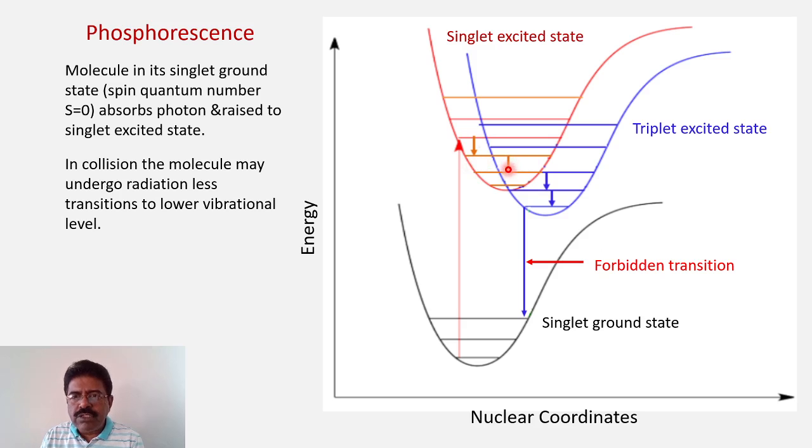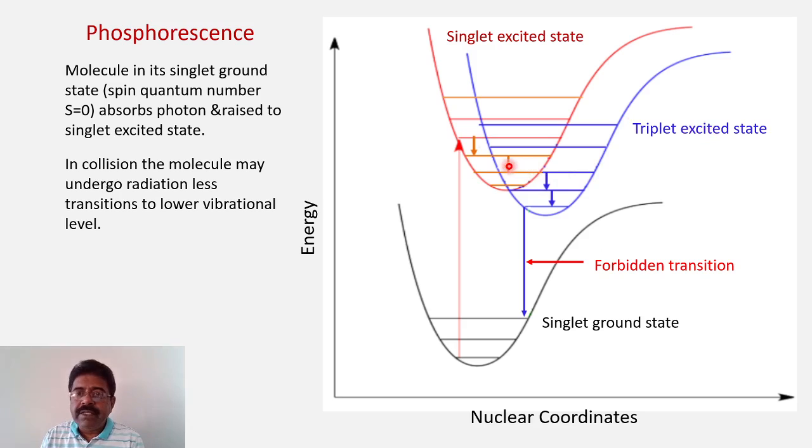But in this process, suppose the energy of the vibrational level in the singlet excited state matches with the energy of the triplet excited state. This I have represented by these blue lines. This is the triplet excited state. So these are the vibrational levels in the triplet excited state. Now what happens during the downward transition because of collision of this molecule in the reverse direction? Suppose the vibrational level in the singlet excited state has the same amount of energy as that of the triplet excited state.